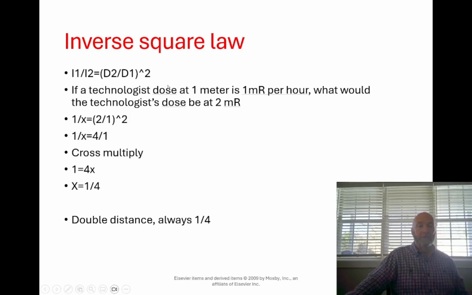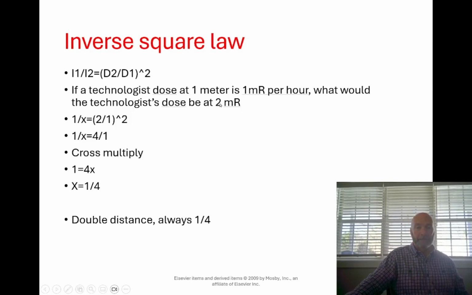Every single time you double your distance, providing nothing else changed, the intensity is going to drop by a factor of 4. All right, so it doesn't matter if you go from 1 meter to 2 meters. It doesn't matter if you go from 1 foot to 2 feet. It doesn't matter if you go from 1 inch to 2 inches. The amount of change is going to be dependent on the amount of change in distance. So it's inverse square law. You don't ever have to work it again.